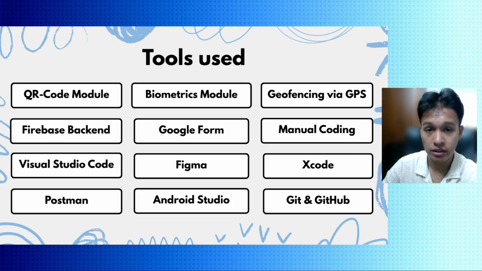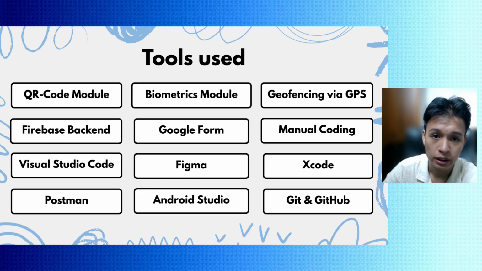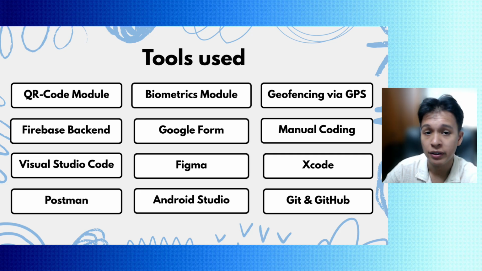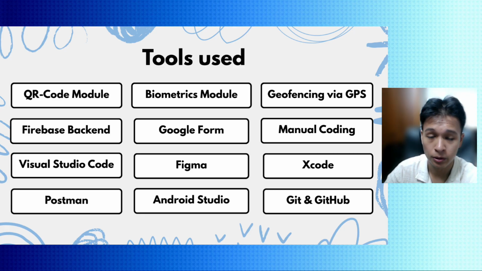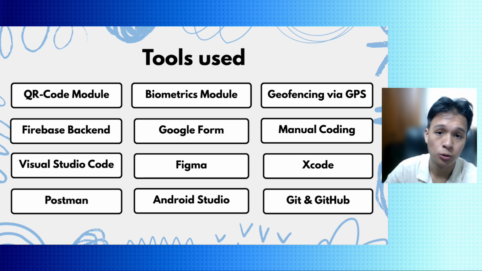For development and design, Visual Studio Code served as our lightweight, extensible code editor. Figma was used for UI, UX design and prototyping. XAMPP provided a local server environment for testing. And lastly, RESTful APIs connected mobile apps to Firebase.